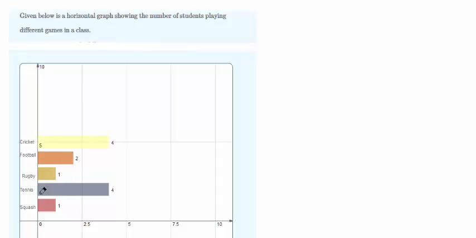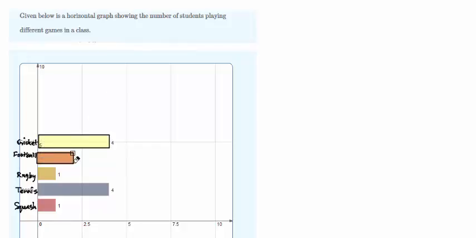So this is horizontal. The graphs are going this way, showing the number of students playing different games in a class. So we have cricket. This is cricket, just in case you cannot read it. And then we have football. And then we have rugby, followed by tennis and squash. And each one of these is represented by a horizontal bar. Reason why this is called a bar graph.